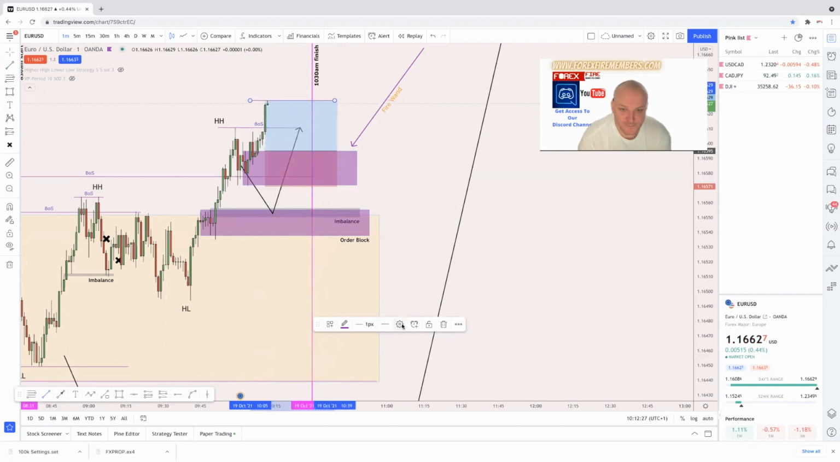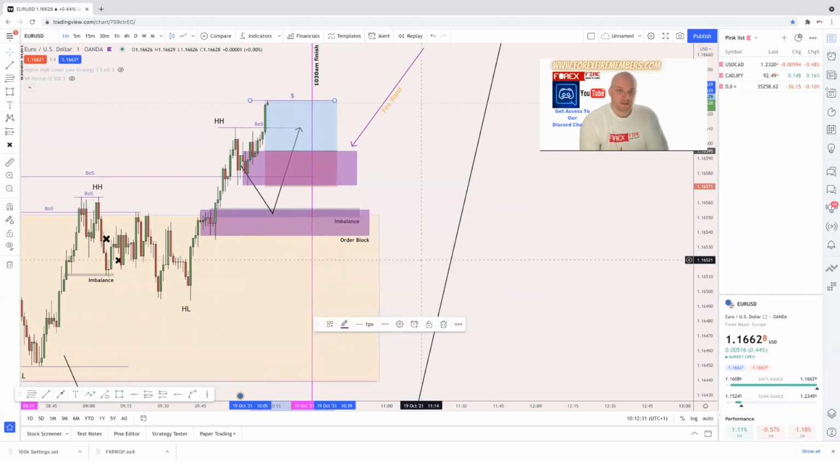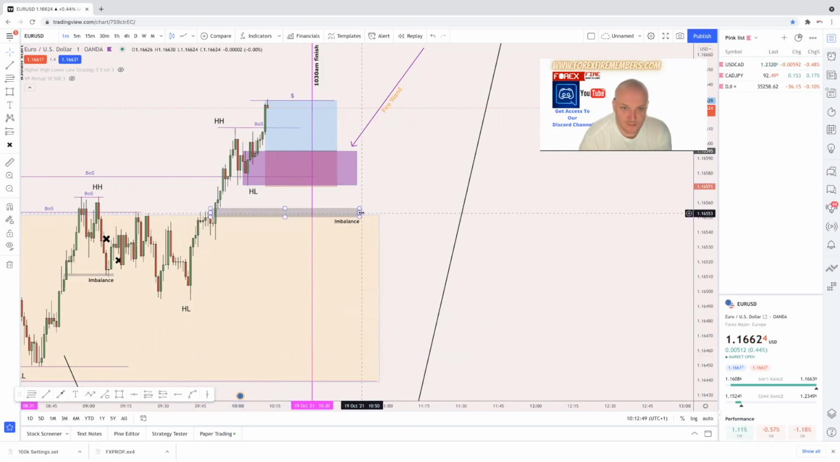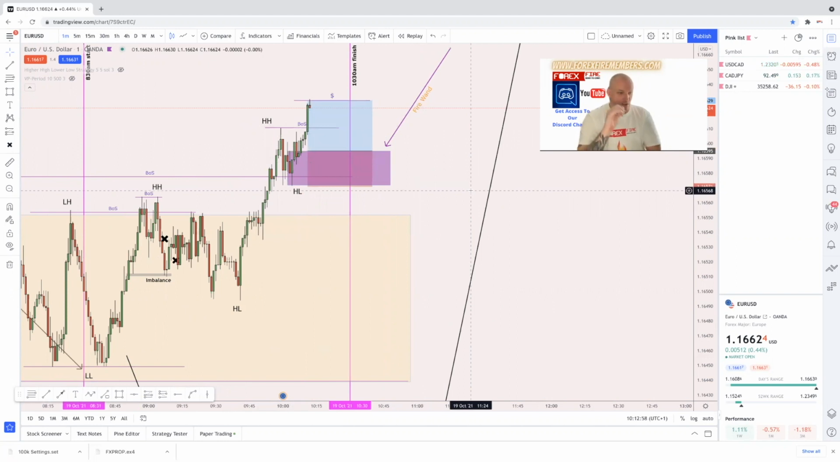So again, liquidity resides there. We're in a swing point. We've got a high, a higher low. We are heading into the back end of the session now. Let's get rid of this. Let's get rid of this. Let's get rid of this. It's only a 1 to 4.2.